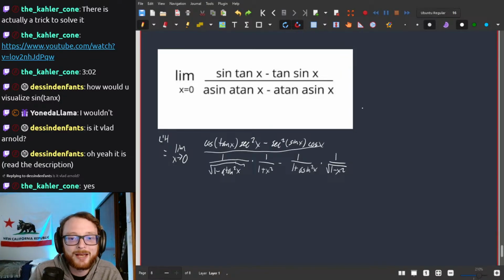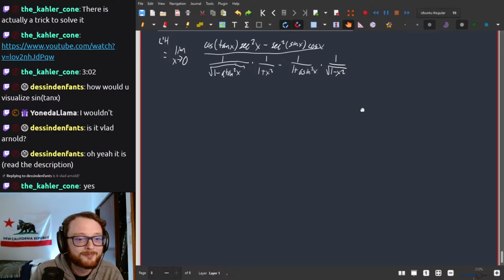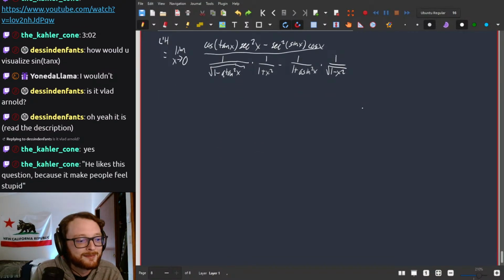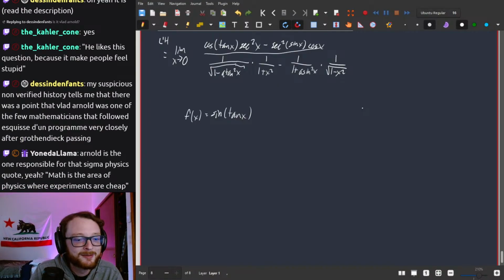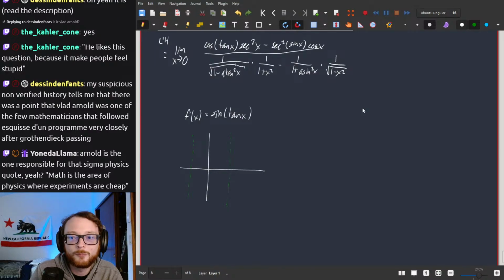Okay, how would I visualize sine of tangent of x? Yeah, switching so it makes people feel stupid. I'm just kind of interested to see if I can intuitively figure this one out. We're gonna have asymptotes, like tangent's asymptotes, right? So can we just figure out between minus pi over 2 and pi over 2? And then it's gonna repeat, I think.